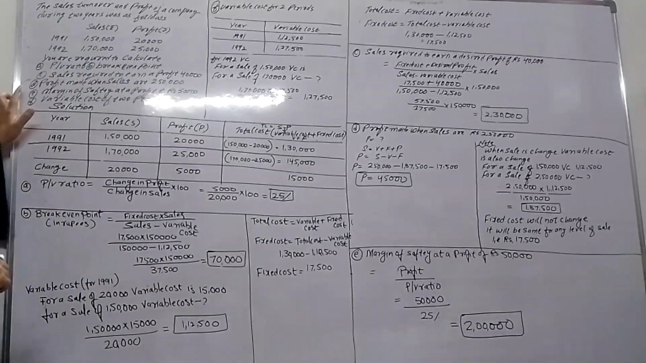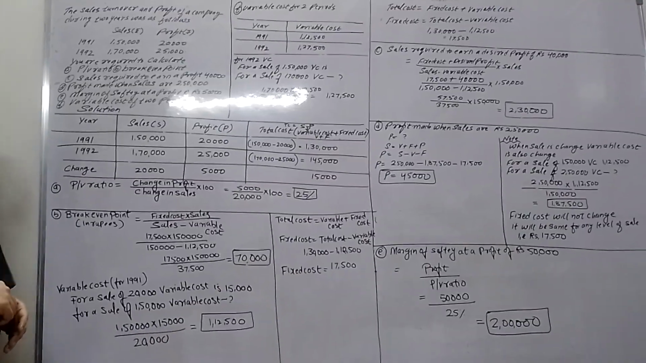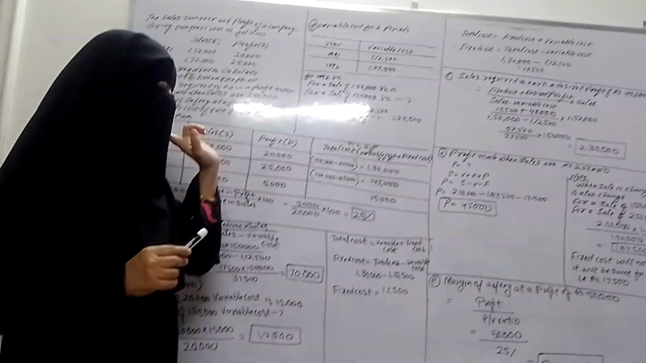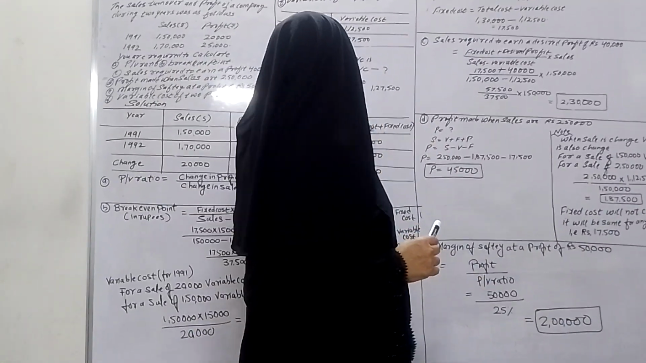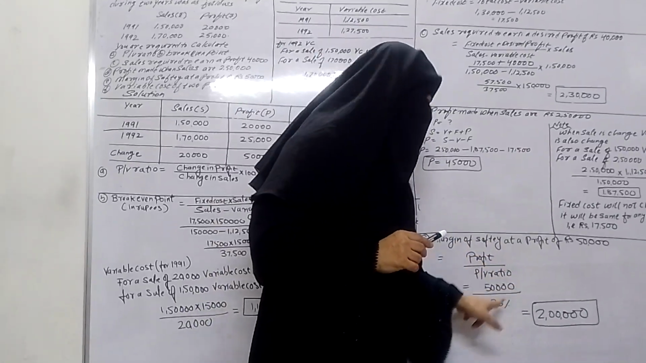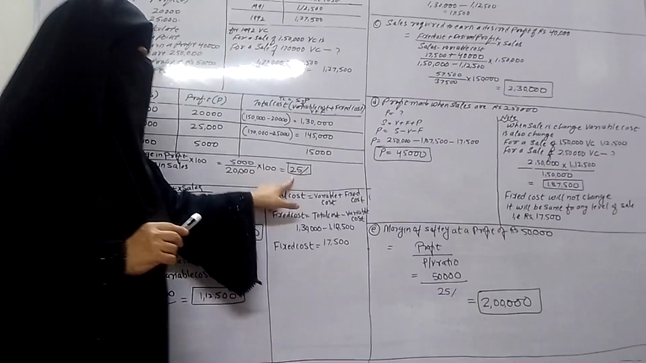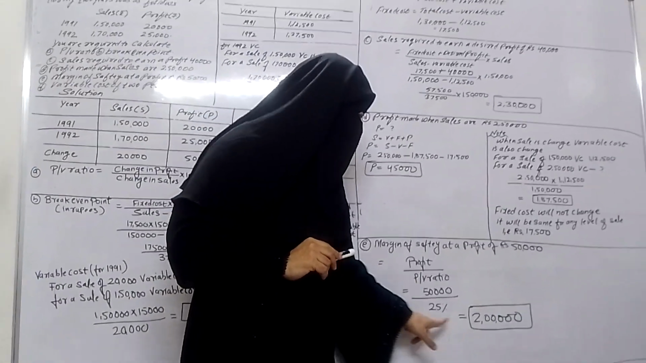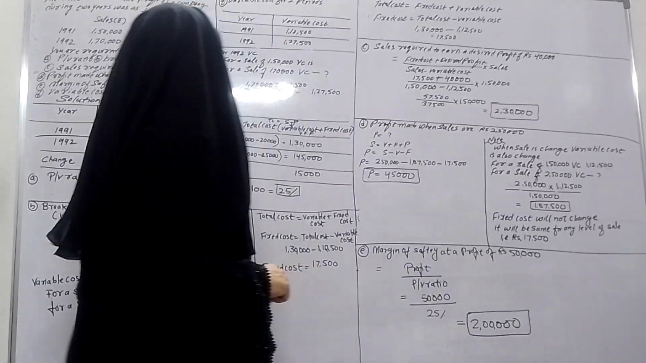Now the next is the margin of safety at a profit of 50,000. He is asking you to find the margin of safety for a given profit of 50,000. So the formula of margin of safety is profit by PV ratio. The given profit is 50,000 and the PV ratio we found here is 25%. So 50,000 divided by 25%, the margin of safety is 2 lakh.